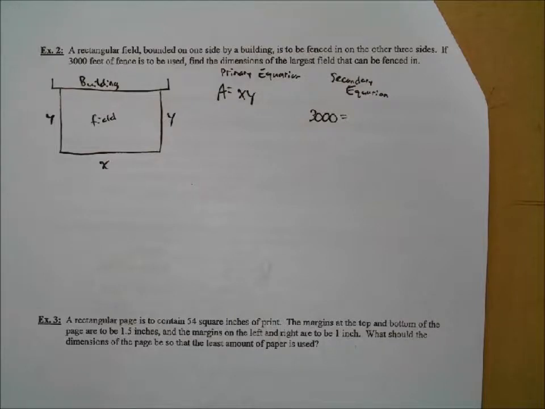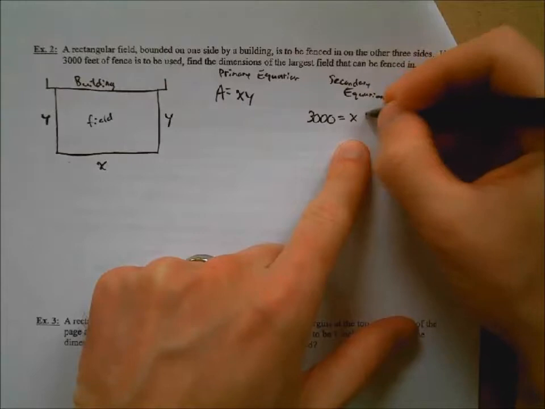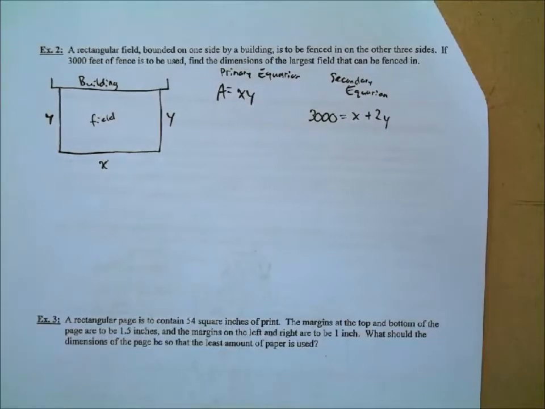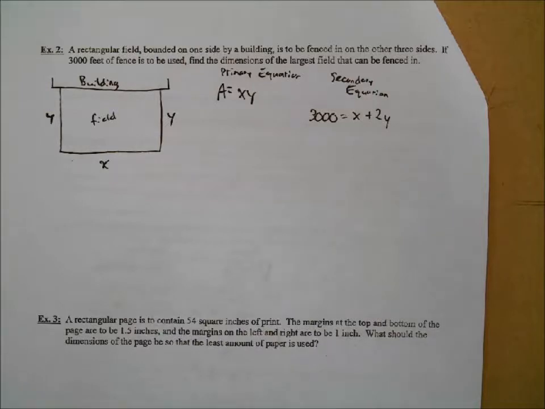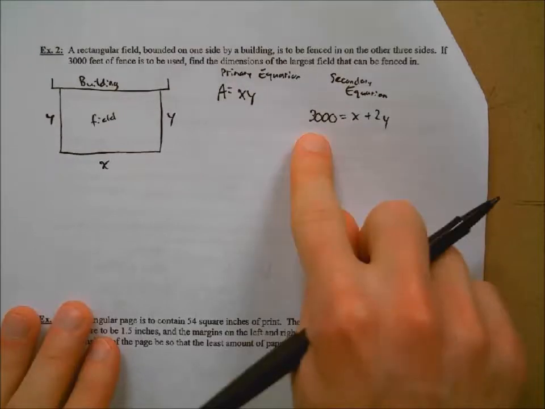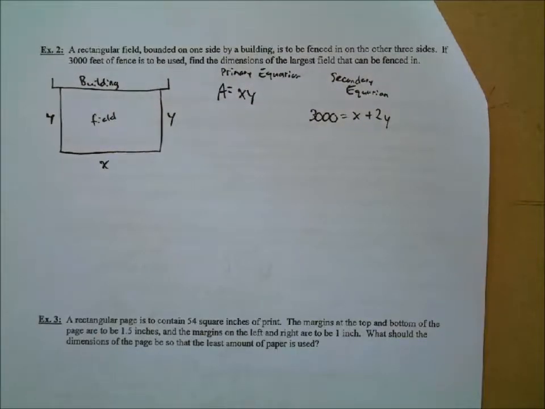All right? So, what would the expression for the perimeter of this field be? 2y plus x. X plus 2y. Yes. All right. So now looking at our secondary equation here, which variable should we solve for?